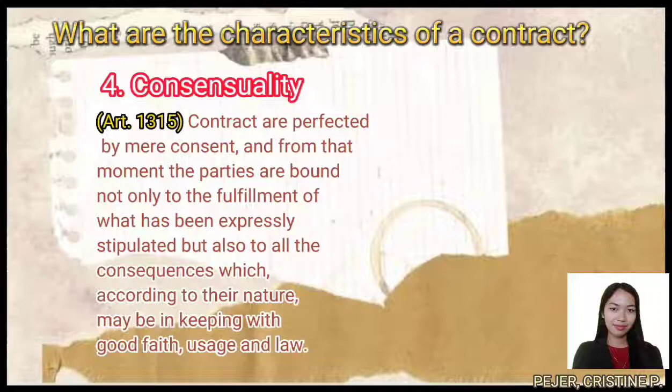Di ba nasabi sa una, ang COC ay ang essential elements. So ano yung exception ng consensuality of contract? Is yung real and formal contract, wherein real contract is the addition of delivery sa COC. And yung formal contract is addition of formalities required by law sa COC. And according to Article 1316, real contracts such as deposit, pledge, and commodatum are not perfected until the delivery of the object. A real contract is not perfected by mere consent. The delivery of the thing is required.